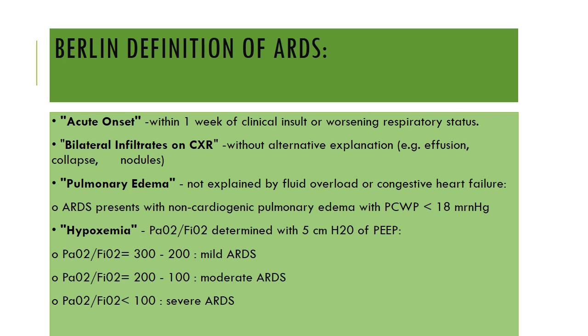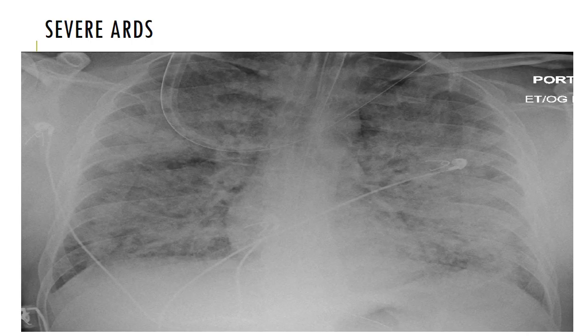What is FiO2? It is the fraction of inspired oxygen. So for example, if on room air you are taking 21% oxygen, then the FiO2 will be 0.21. It is always expressed as a decimal or a fraction. This is an X-ray of severe ARDS with bilateral infiltrates and pulmonary edema.